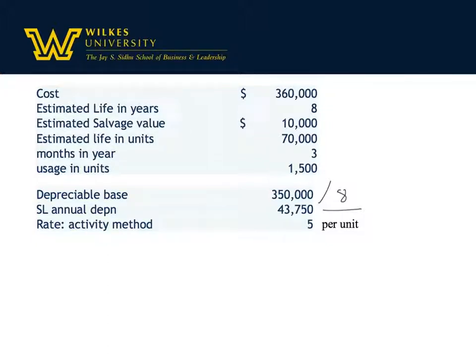That is our annual depreciation. And we haven't taken care of part year depreciation yet, but that's just our annual depreciation. If we divide the depreciable base of $350,000 divided by the 70,000 estimated units, you're going to find that your activity rate is $5 per unit.